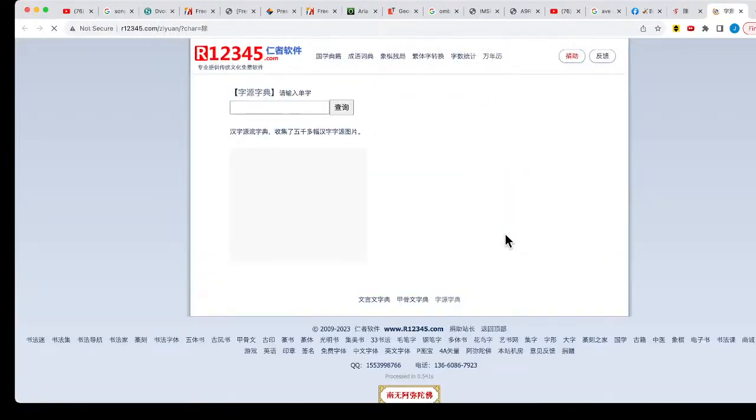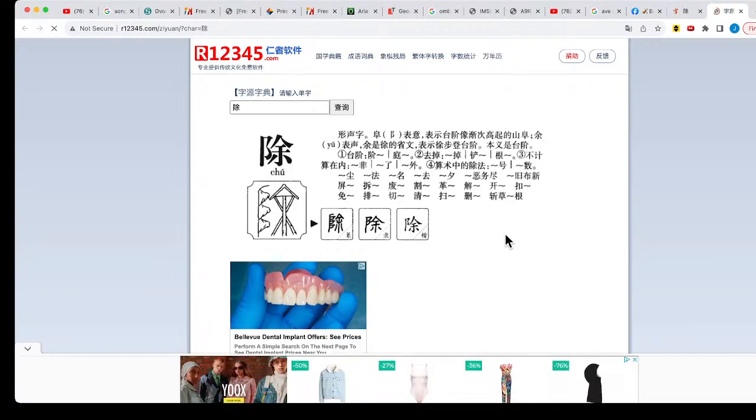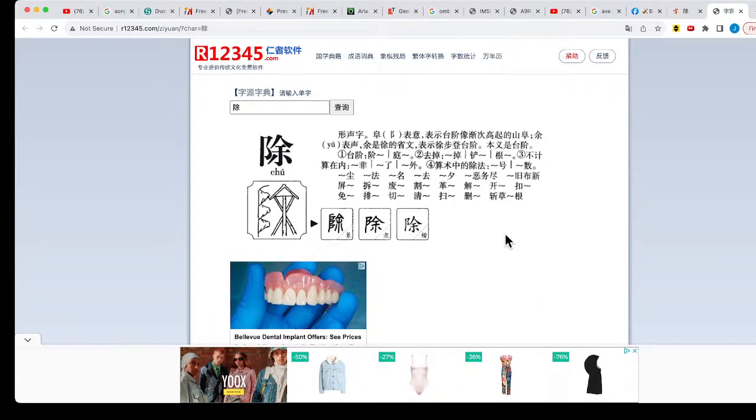So this is true. Let's take a look at it. 除, the original meaning is steps. Later on it got other meanings, basically get rid of, besides, that kind of meaning.